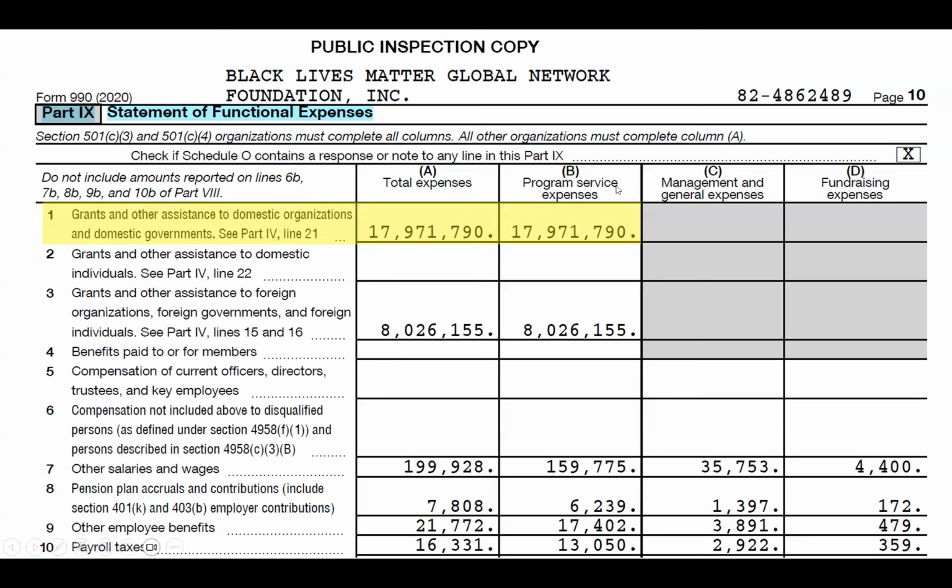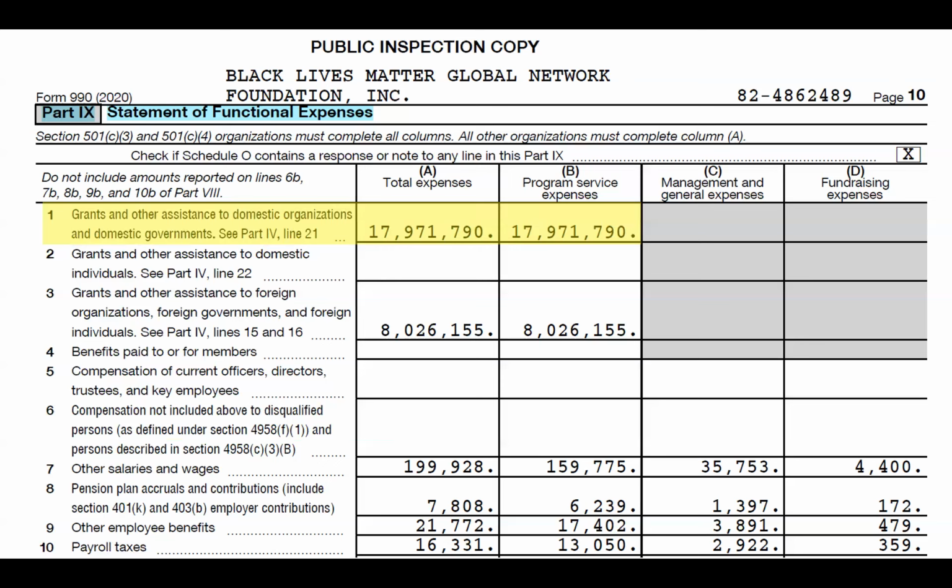So again, the organization is claiming that it gave $17,971,790 to some nonprofits, to some domestic organizations or governments. Remember the schedule that we're going to go to verify this? When we go to Schedule I, guess what?